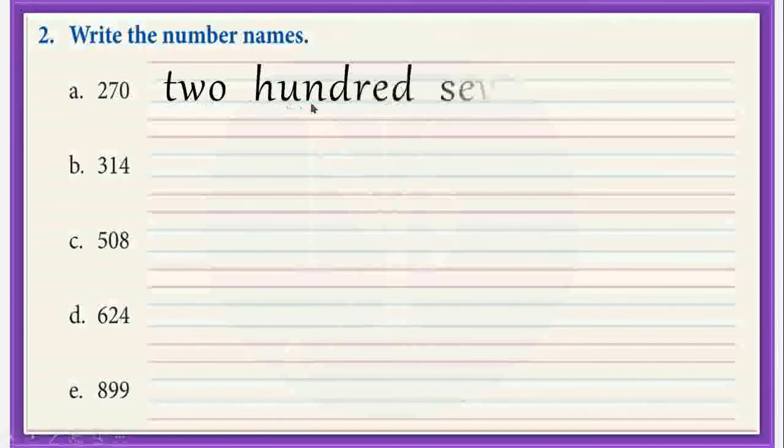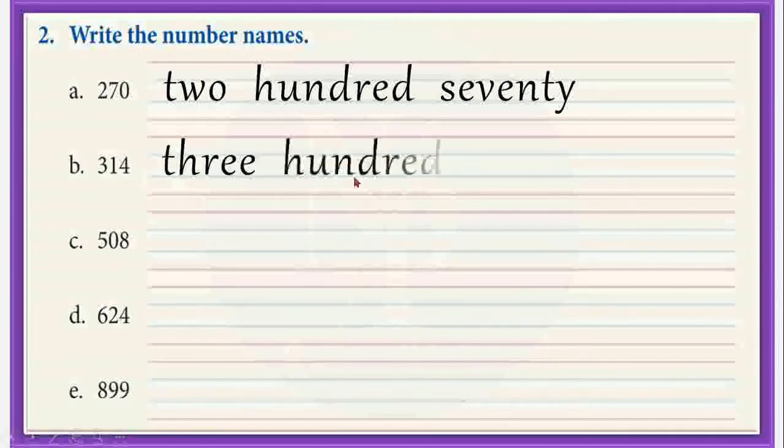Question number 2. Write the number names. Here the numerals are given. We have to write the corresponding number names. So what is the number name of this numeral? 270. Yes, it is 270. We have to write 270 as the number name of this numeral. B, 314. Number name is 314.